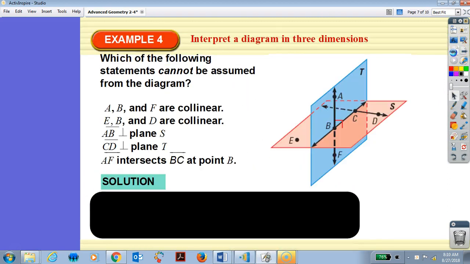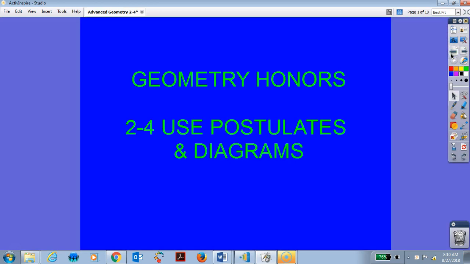And that is everything on your notes on 2.4 using postulates and diagrams.